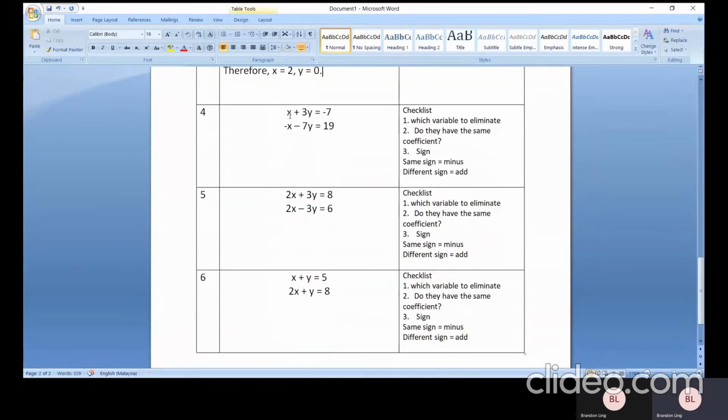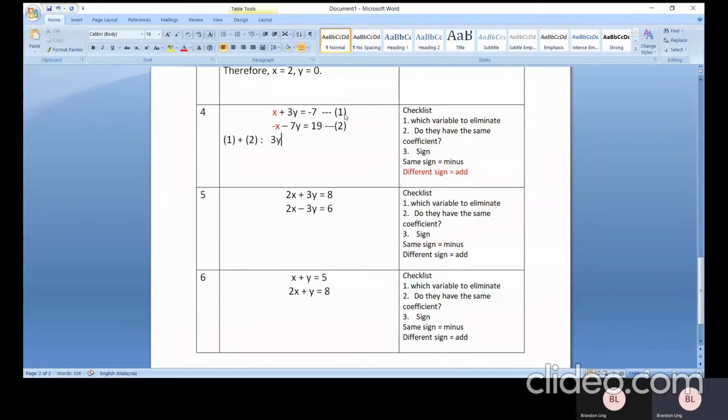Question 4. In this case, you have x and x, and 3y with negative 7y. So which is easier for you to eliminate? The answer will be x. So therefore, we are selecting x to eliminate. And since both of these signs are different, so one is positive, the other one is negative, therefore we add them together. So that would be equation 1 plus equation 2.